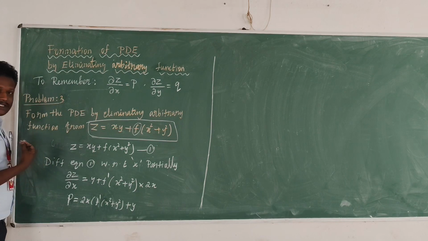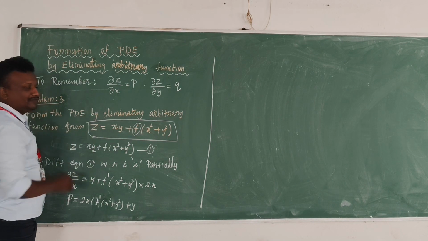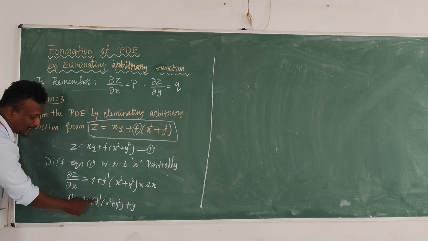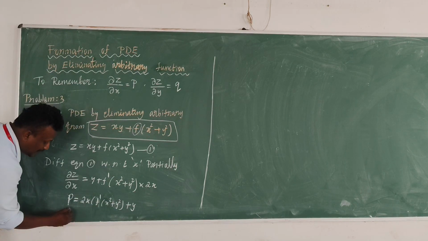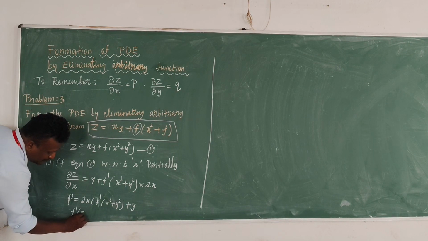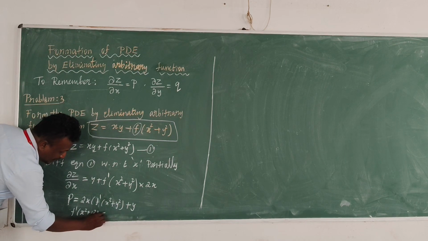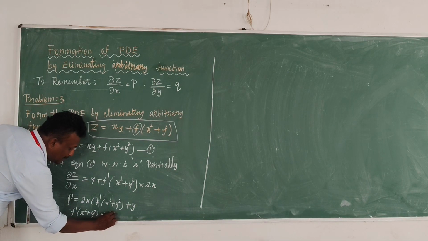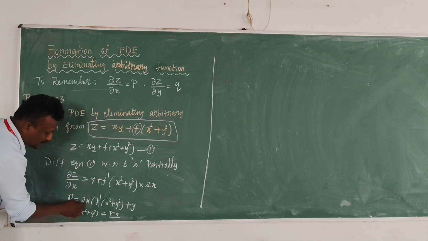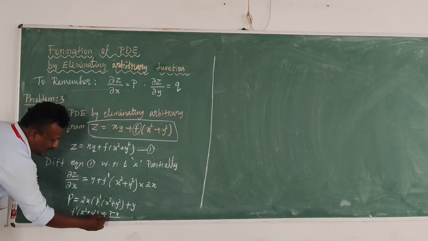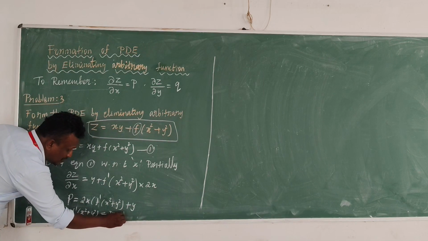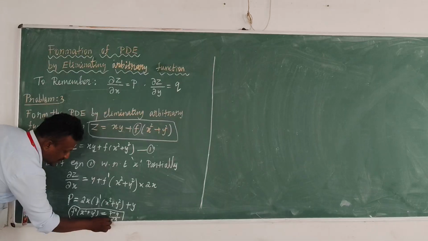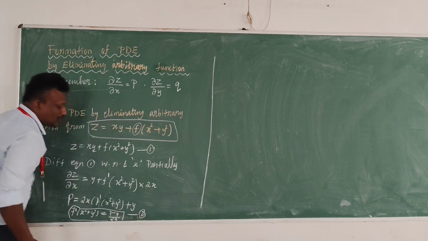So see, our task is we need to eliminate the function f, right? So I'm going to find out one result from this result. That is, I'm going to find out the value of f dash of x square plus y square. From this, f dash of x square plus y square, we can transform this y to this side, then it becomes (p minus y) divided by, when you take cross multiplication, 2x. So this is your first result. You just mark it as equation number 2, right?